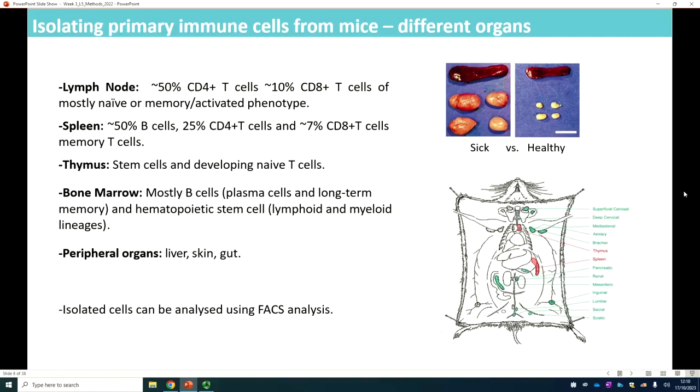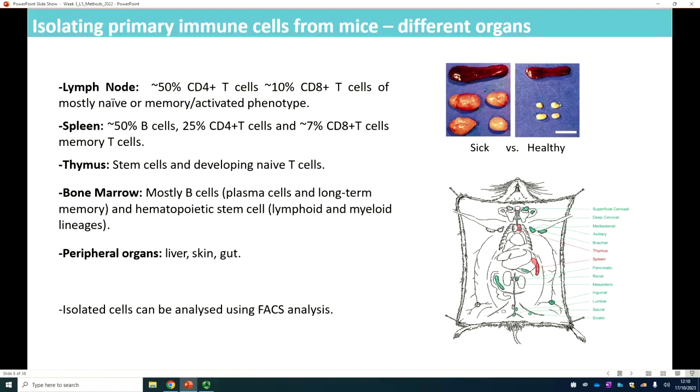Now, isolated cells can be analysed using FACS analysis. Some of you may know what this is, some may well be doing it in your third year project, but FACS analysis provides an easy way to identify different immune cells, because if you think about it, a T cell and a B cell, if you look at them under the microscope, structurally look very similar.